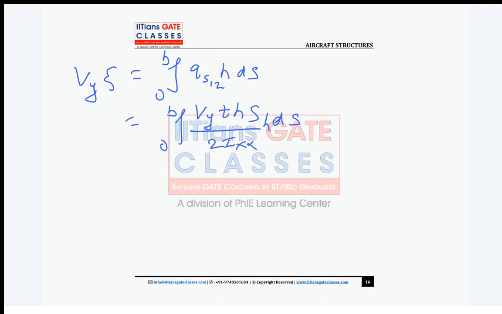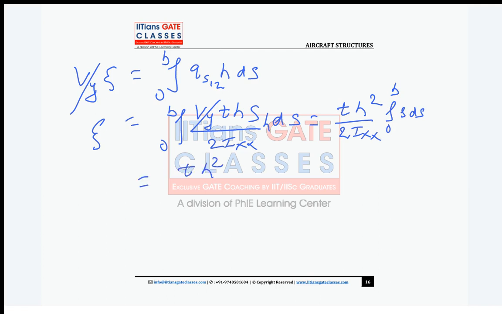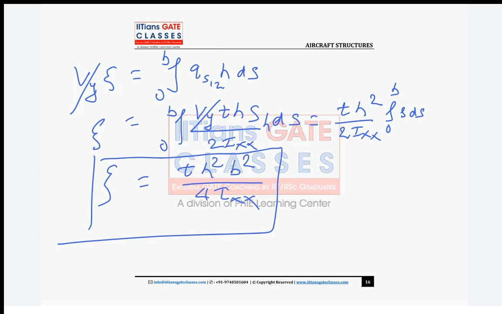Now further, this Vy will get cancelled, right? So what you get is zeta equal to, I can take t h square upon 2 Ixx out. Then what we have is integration of s ds, from 0 to b. Now, guys, when you integrate, you get t h square b square upon 4 Ixx, which is your shear center position. Am I correct? Is this correct, guys? Integration of s ds is s square by 2, from 0 to b. So this is your shear center position.